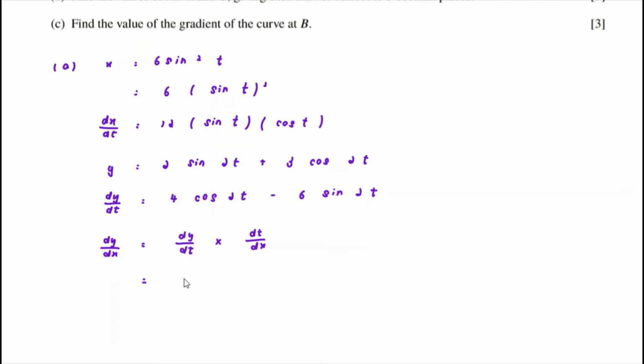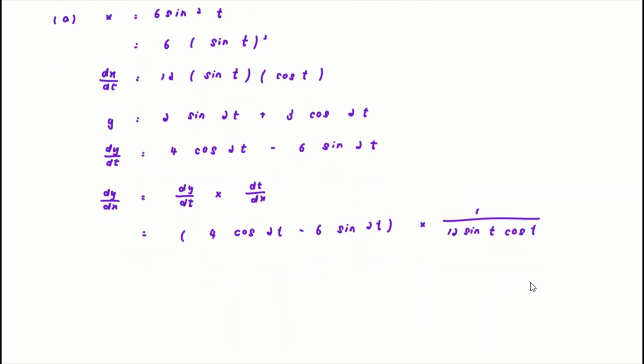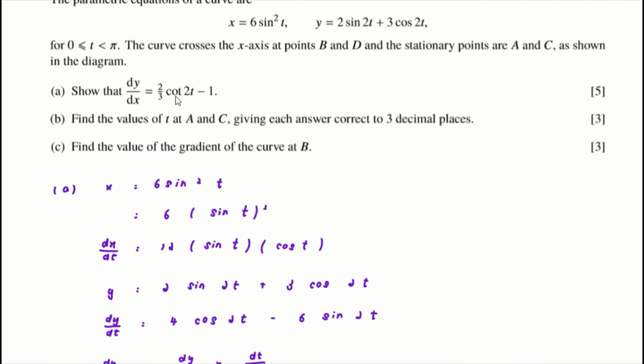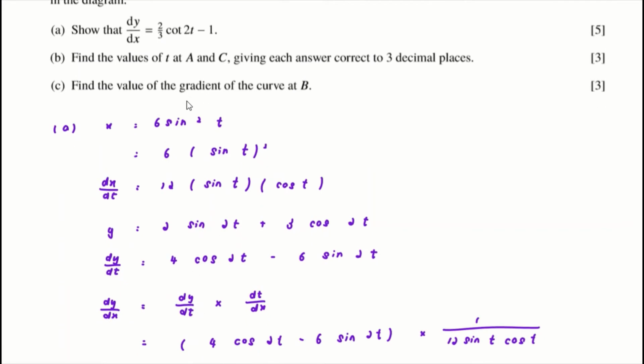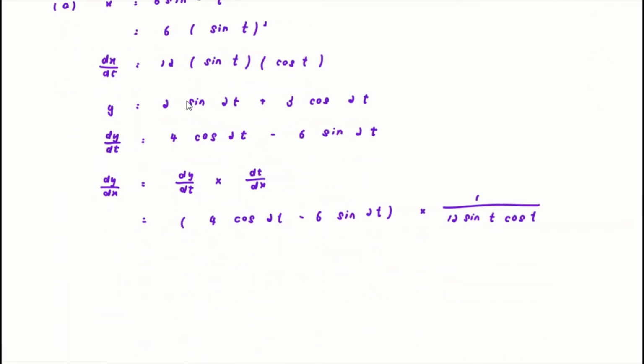So for dy/dt, just copy the whole thing. Second part, multiply by 1 over 12 sin t cos t. Let's see what we can do next. Because the question wants us to show cot 2t, we need to think about how to simplify. It's already in 2t, so we try not to change this first, but to change this, because we know that 2 sin t cos t is equal to sin 2t, right?